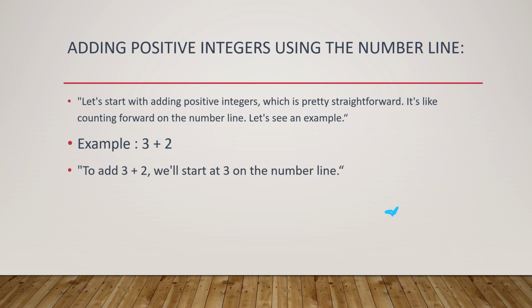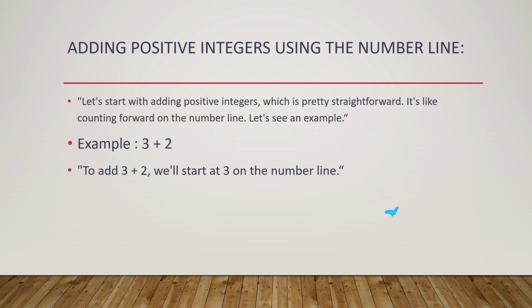It's like counting forward on the number line, which means, for example, you are going in a straight line ahead, forward. So it's just simply going in a straight line forward. Let's see an example. Now suppose you want to add 3 plus 2. Now 3 and 2, they both are positive numbers. So you don't have to do any big calculations over here. You just have to use a simple number line.